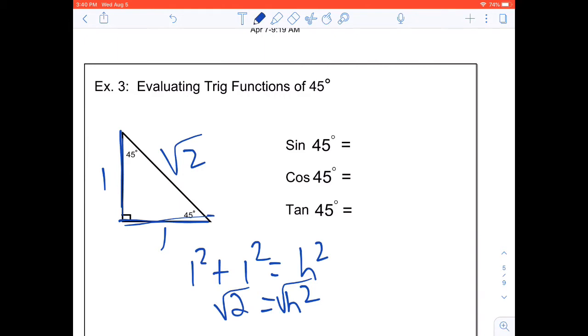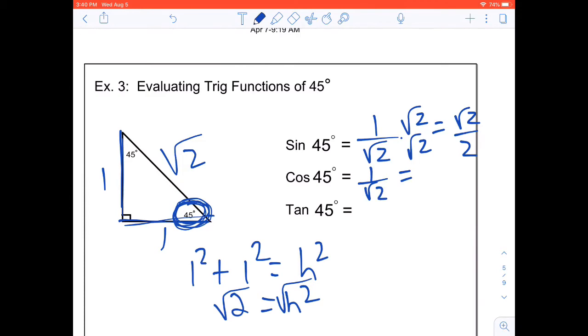So what is the sine of 45 degrees? Well, you can pick either 45 degrees because no matter which one you pick, the opposite is 1 and your hypotenuse is root 2. When I rationalize, I get root 2 over 2. The cosine of 45, again, if I'm choosing this 45, 1 is also the adjacent. So in this case, your sine and your cosine are the same. And my tangent, regardless of which 45 you pick, would be 1 over 1, which is 1.